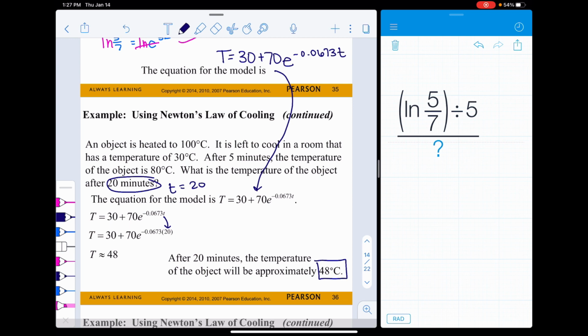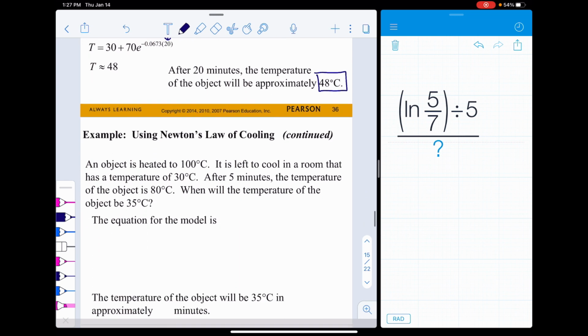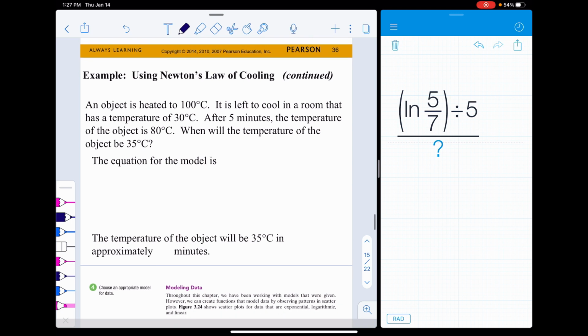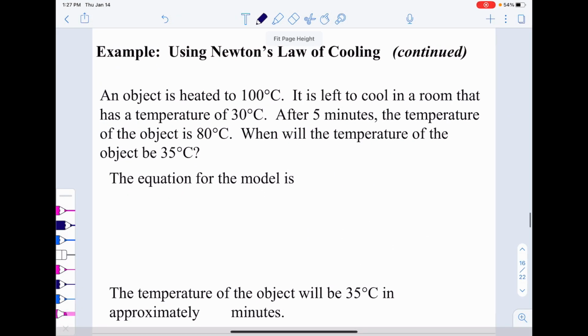I think I had some typos on mine compared to yours. So if you don't have that filled in, pause it and fill that in. And the next part of that, again, still the same object, 100 degrees Celsius, left to cool in the room that is 30 degrees Celsius. This one now tells us that after 5 minutes, the temperature of the object is 80 degrees Celsius. When will the temperature of the object be 35 degrees Celsius? I'm going to get rid of that because I like a slightly bigger writing area.